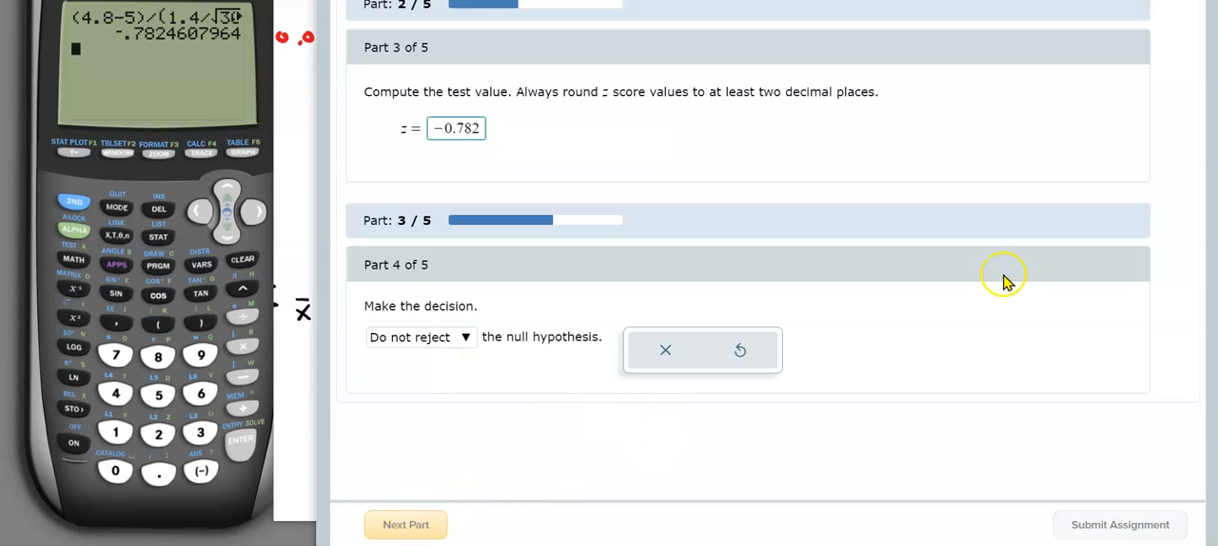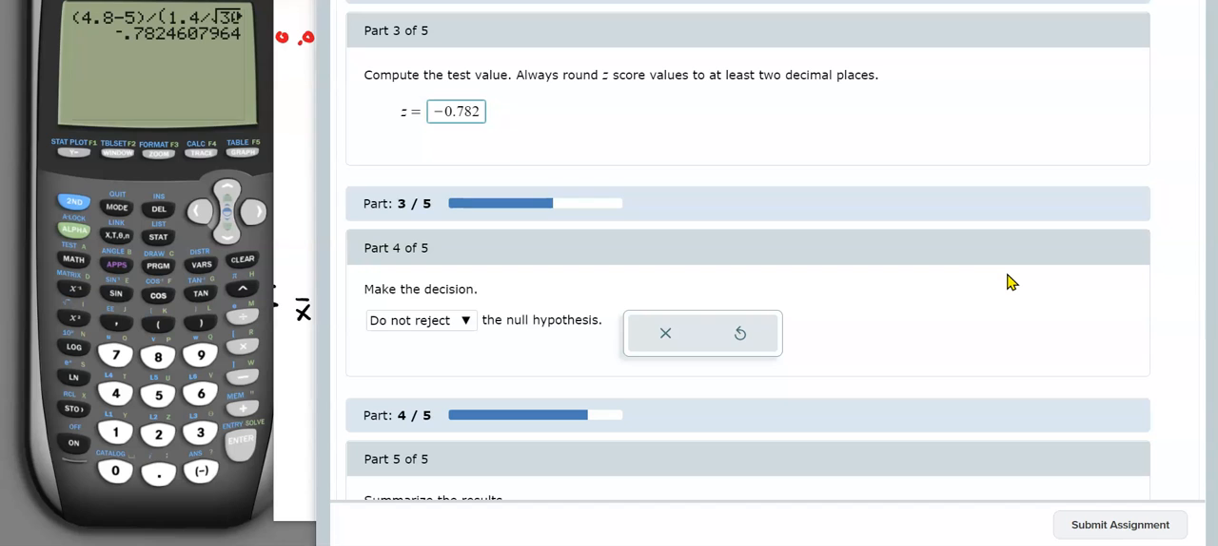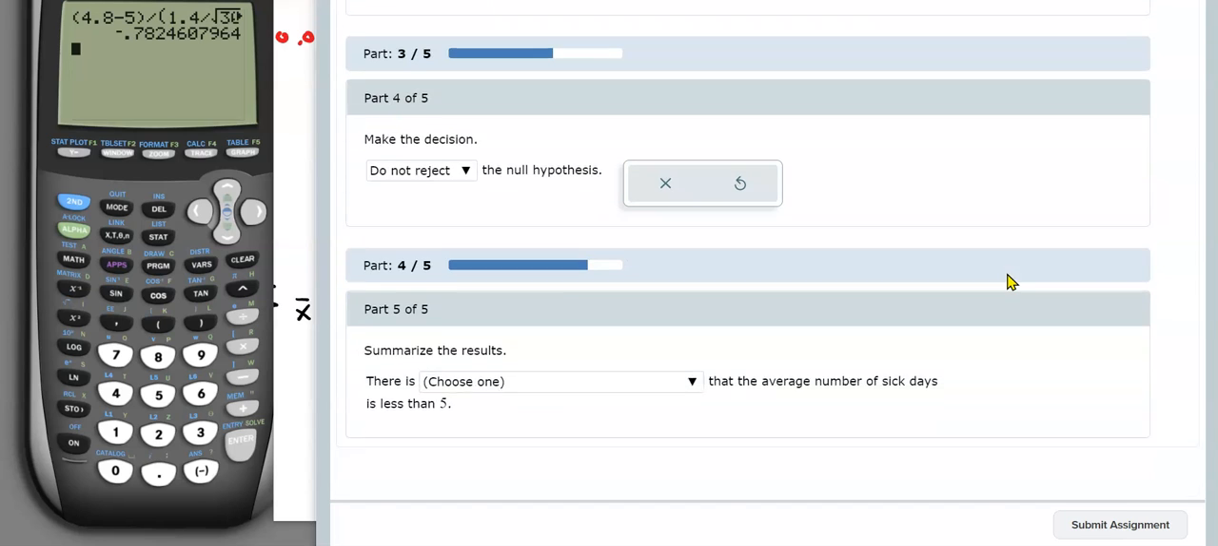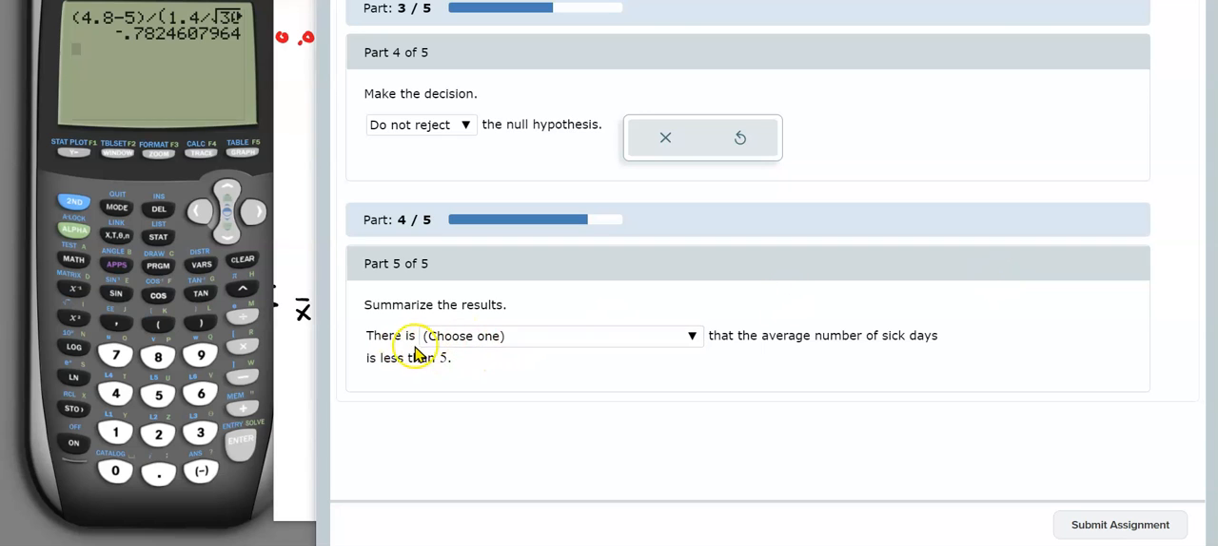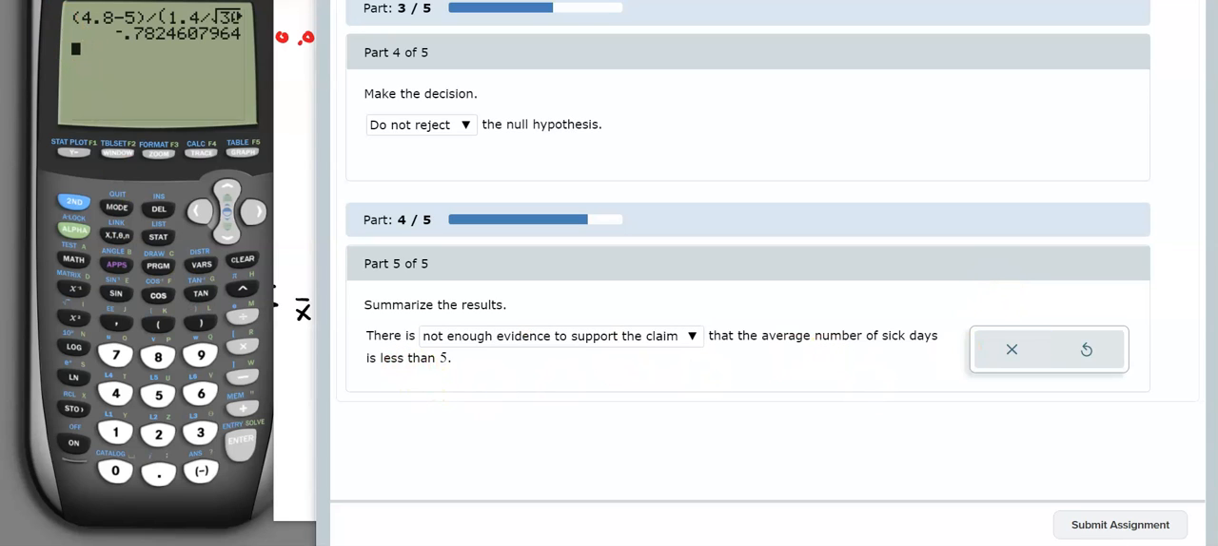Next, if we did not reject, are we supporting the claim? Actually, H0 is opposite to the claim, so we did not support the claim. And the second thing, do we have enough evidence? Every time you do not reject, you don't have enough evidence. So there is not enough evidence to support the claim that the number of sick days is less than 5. And that's basically it. I hope this helped.